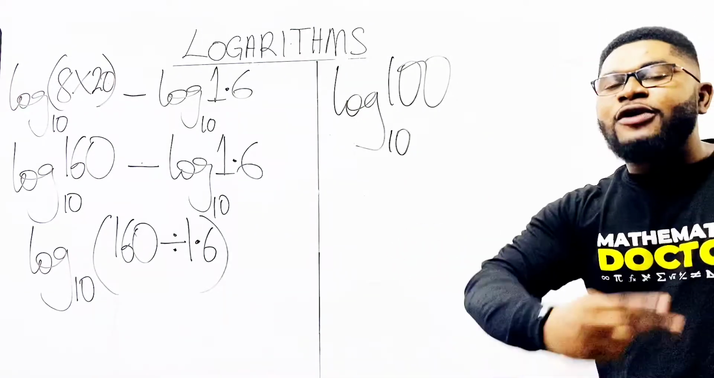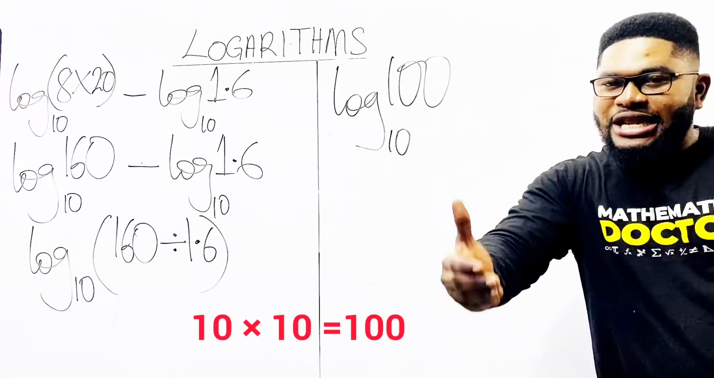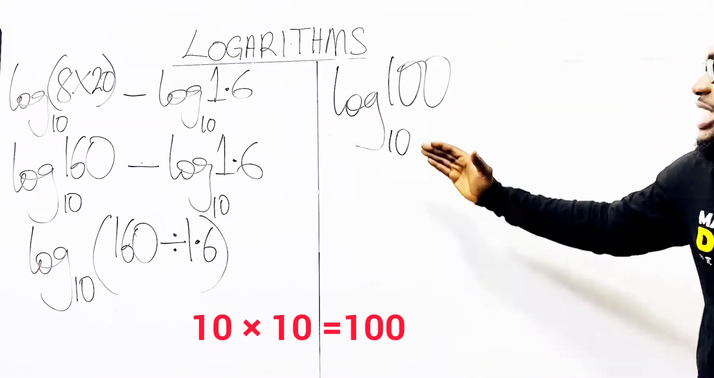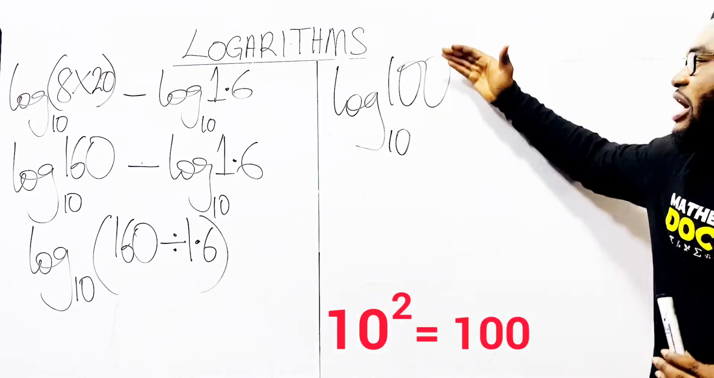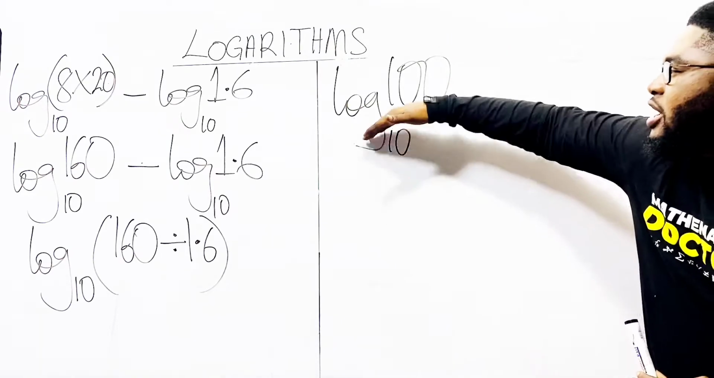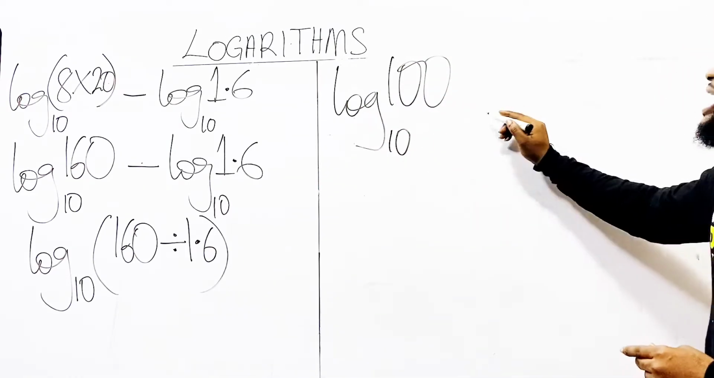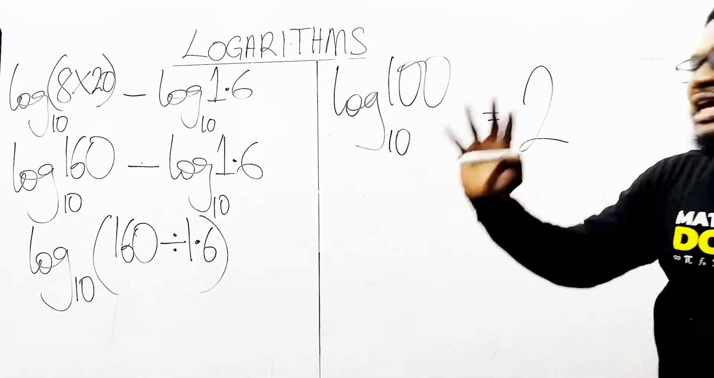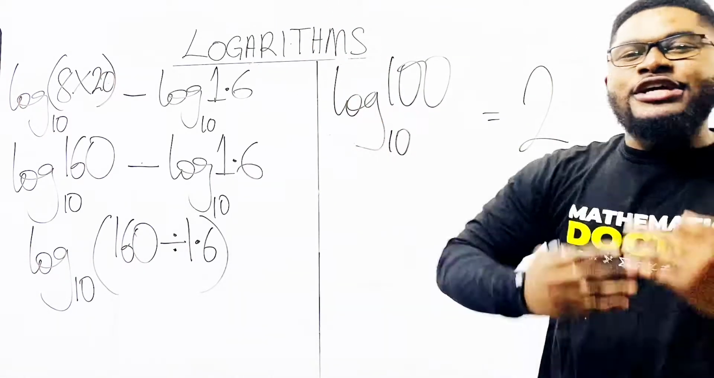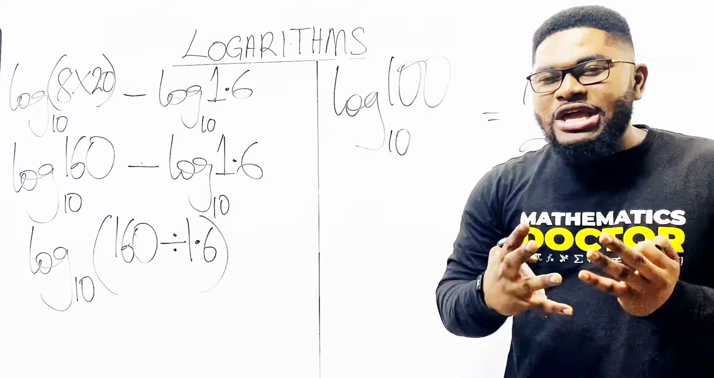10 can multiply itself 2 times. That is 10 times 10 to give you 100. Or 10 can be raised to a power of 2 to give you 100. So that means that finally log 100 base 10 is equal to 2. So our final answer for the entire question is 2. That is how we understand it.